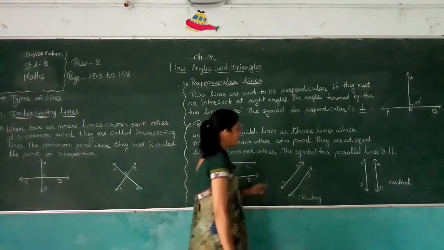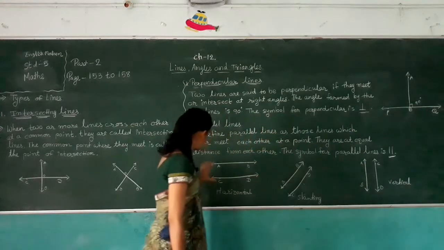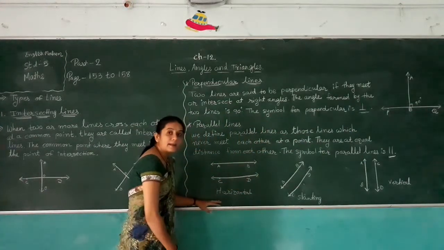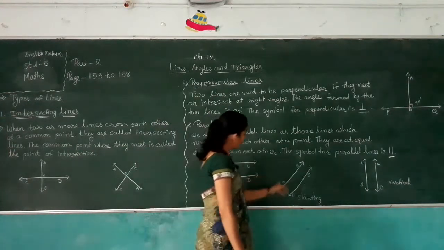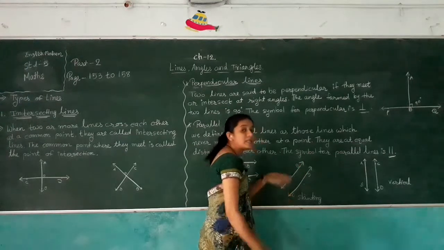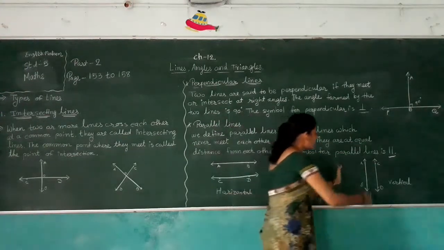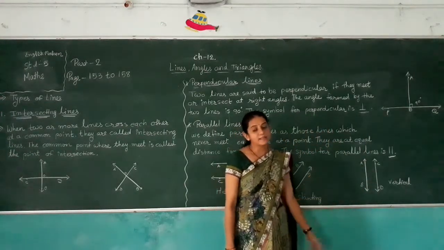The symbol for parallel lines is this. Here line AB and line CD. Which type of line is this? Horizontal line. Here also AB and CD lines, but this is a slanting line. This line is a slanting line, and here vertical lines are there.